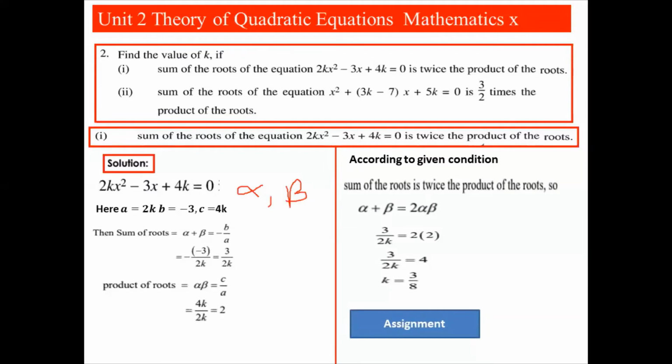So the second part you have to take as an assignment, and this is the same as it is. Just here given that the sum of the roots of this equation is 3 by 2 times the product of the roots. So just you have to multiply, this is alpha plus beta, then you have to write here 3 by 2 into product of the roots. So this is for your assignment.